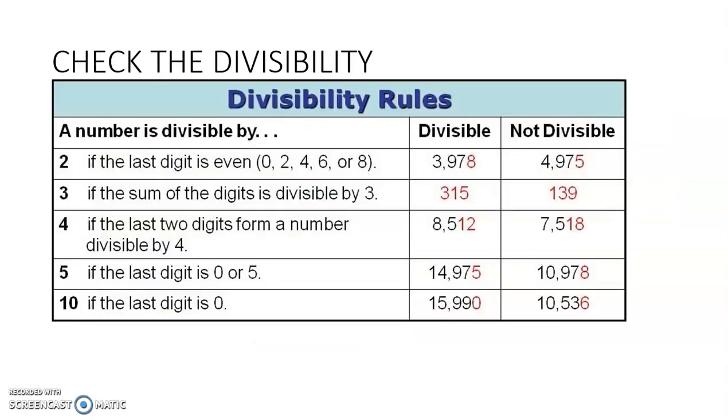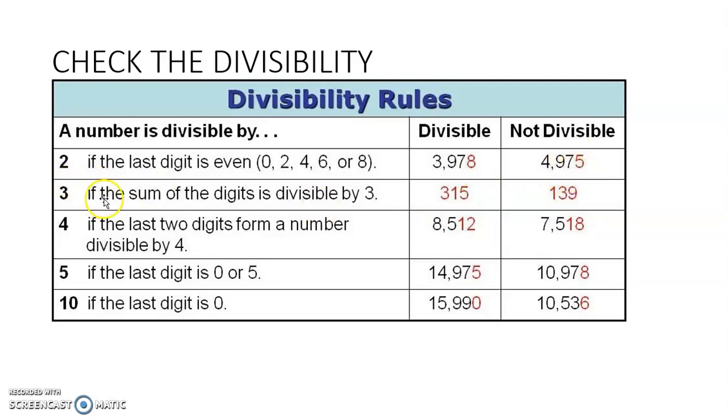Now let me give you some more examples. I have written the rules here. This column has all the rules and here we have some examples. To check the divisibility by 2, what do we have to see? We have to see the last digit. If it is 0, 2, 4, 6 or 8, then we can say the number is divisible by 2. In this number, the last digit is 8. So 3,978 is divisible by 2 because it has 8 in the end. Now let us see, 4,795 is not divisible by 2 because it does not have any of these digits. It's an odd number, so it is not divisible by 2.